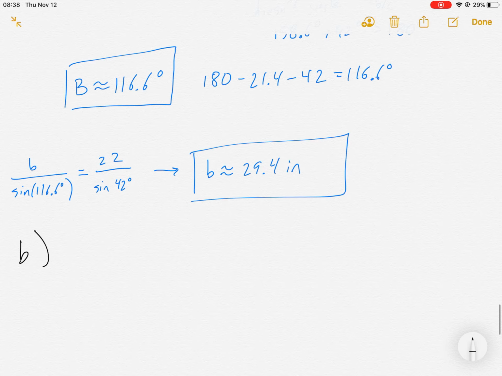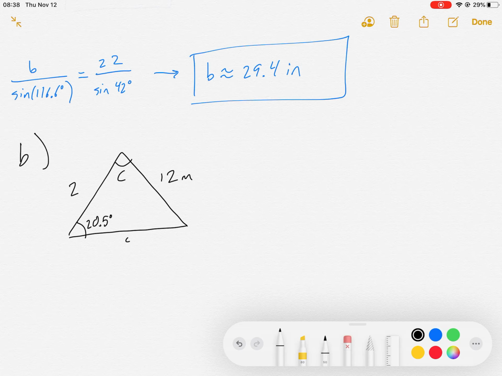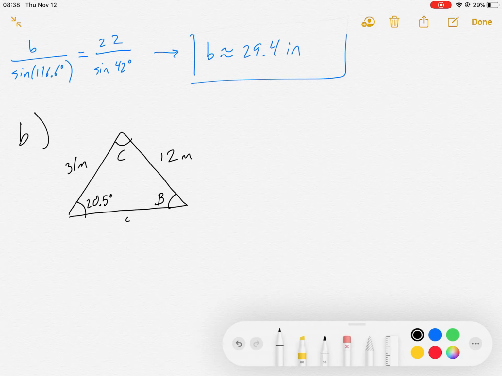Let's go ahead and do another one, and this one's going to end up with two solutions. So this one's going to be ambiguous. Okay, so side A is going to be 12, let's go meters, change it up a little bit. Angle A is going to be 20.5 degrees. Angle C is unknown. Side C is unknown. And then side B is going to be 31 meters. And this will just be angle B. It'll be unknown as well. Okay, so let's do a quick check. This is in fact SSA or ASS.